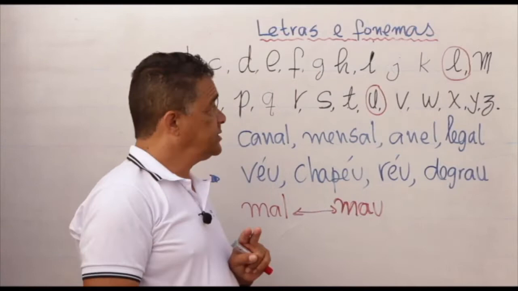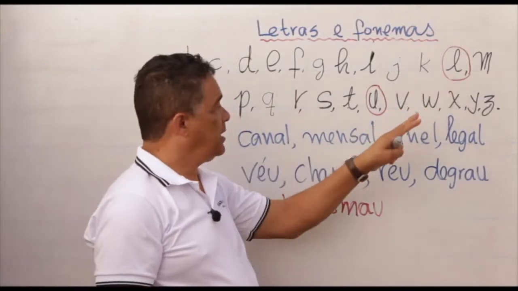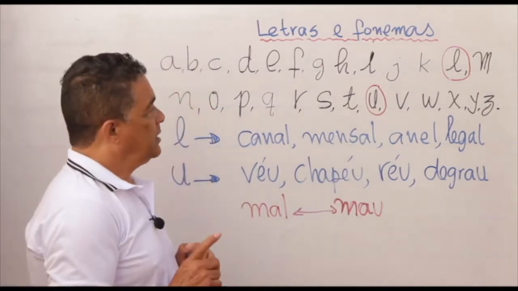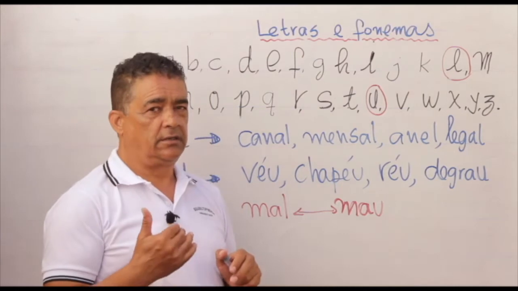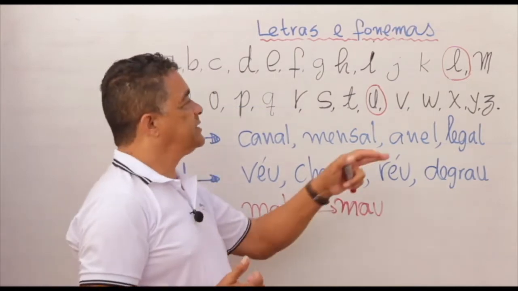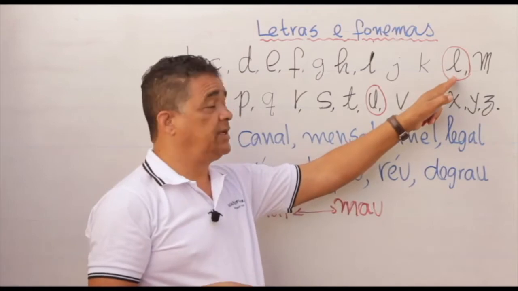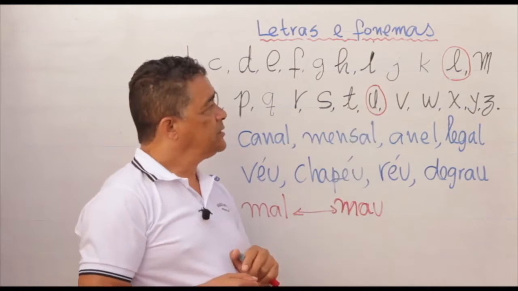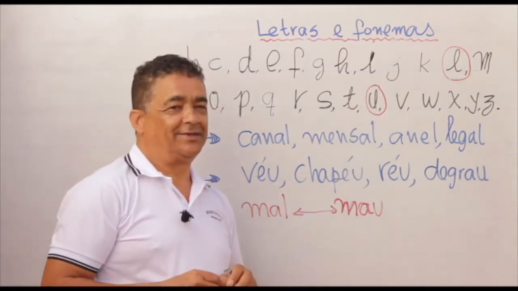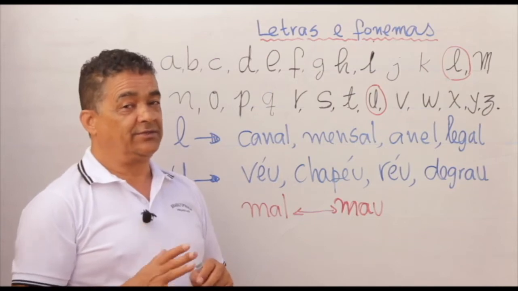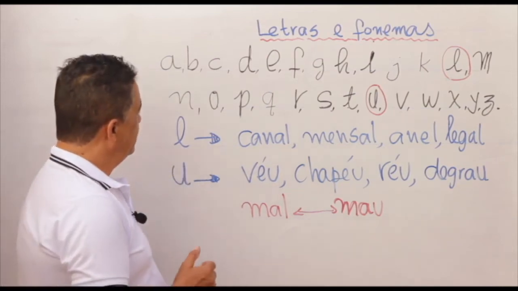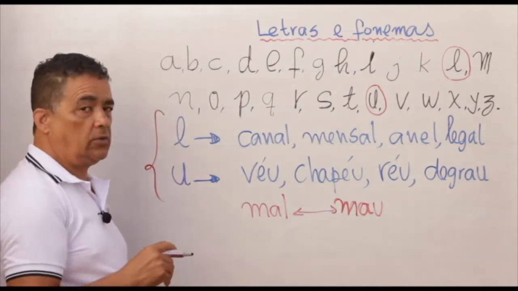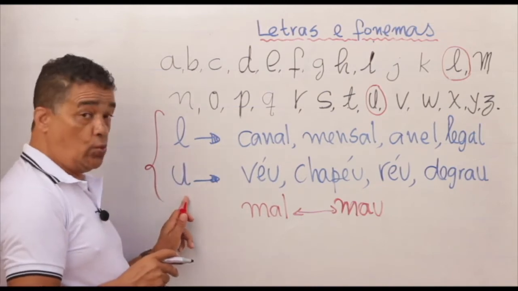Okay, the next two letters are L and U. Why is that? It is because in Portuguese there are words with the sound that we write with an L, but it has the sound of a U, and vice versa. So this presents some level of difficulty for the students. Okay, L and U.